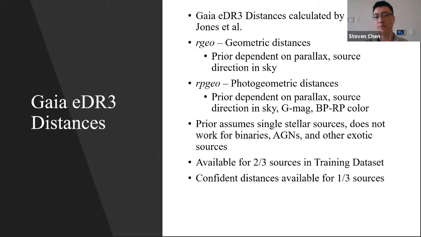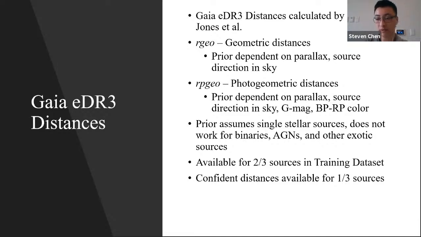The Bailer-Jones distances came with upper and lower confidence bounds. So we did a cut on those. We did a cut on only confident distances, basically.